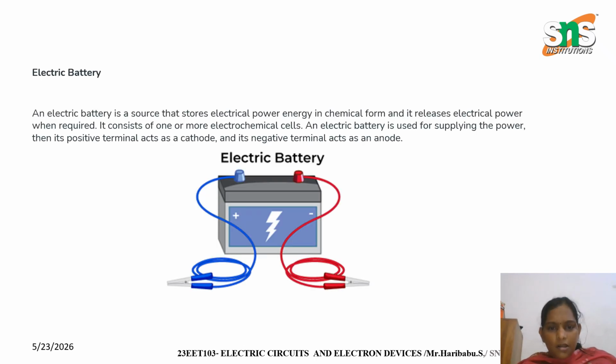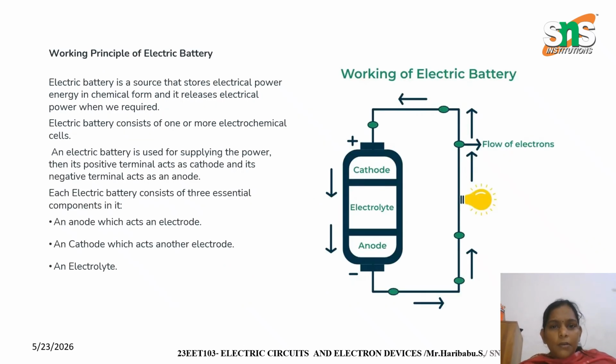So this is the image of an electric battery. You have two terminals, cathode and anode, which provide the positive and negative terminals, connected to the main supply. The main working principle of this electric battery is that electric power stored in a chemical form is released as electric power whenever it is required. It has a cathode and anode, and you have an electrolyte. The electric battery consists of one or more electrochemical cells.